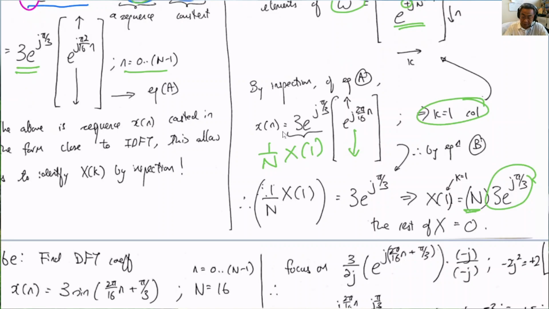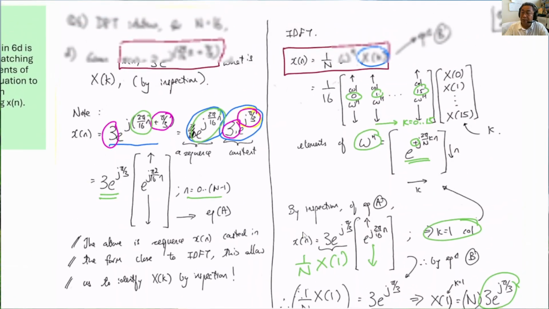Since we have already described xn using this equation, for the rest of X, that is X0, X2 until X15, all these values are 0. Okay, that's it for this question, finding Xk by inspection of the inverse DFT equation. Thank you.